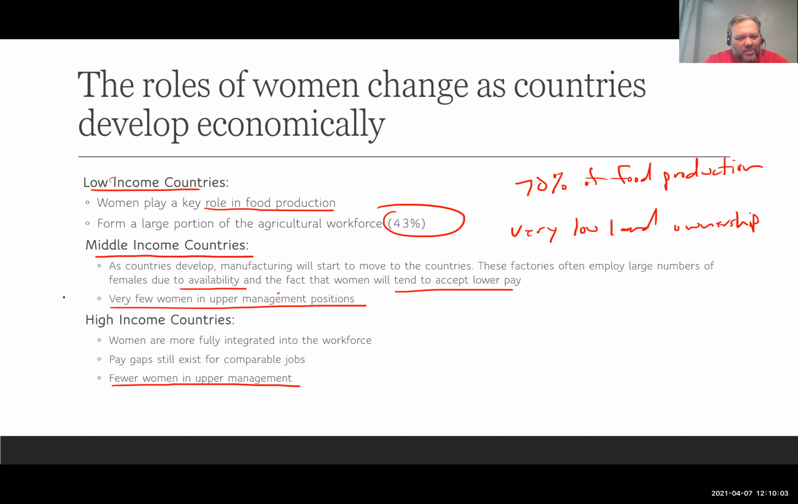So, once we get into high income countries, women are more fully integrated in the workforce. If you look at the labor force participation rate of both men and women, women account roughly for about 50% of the workforce in developed countries. But we do still see this issue with pay gaps existing for comparable jobs. You've heard some of the stats, you know, for every dollar a male makes, and these numbers range, it could be from like 71 cents up to 88 cents, something like that, a woman makes.